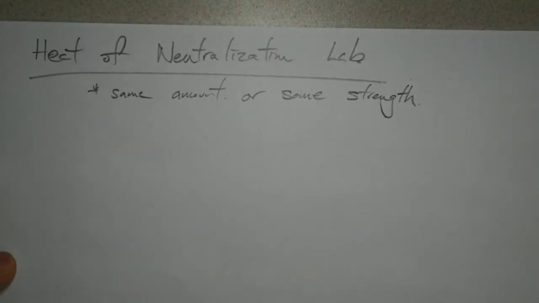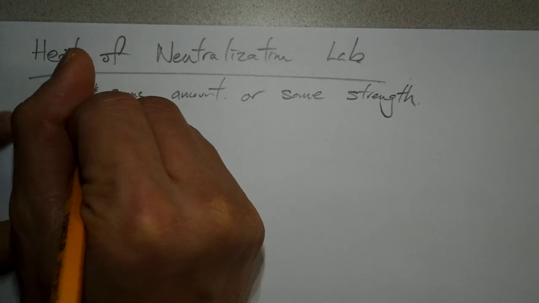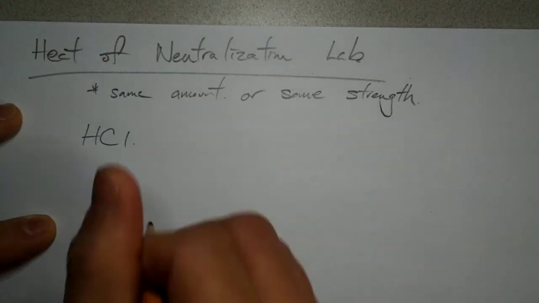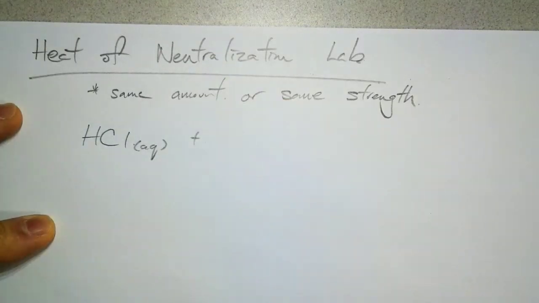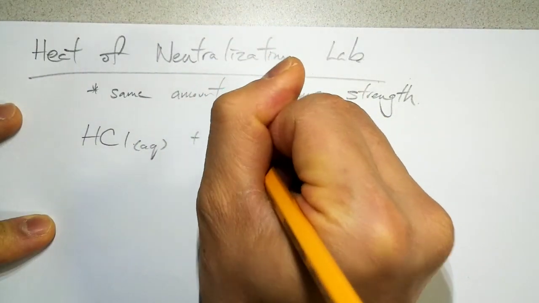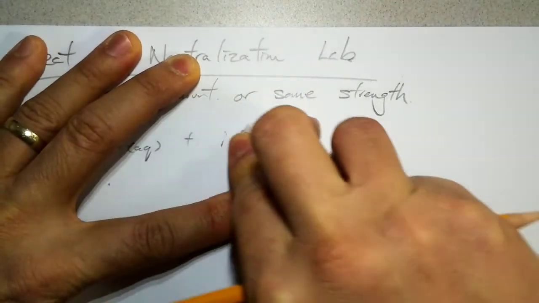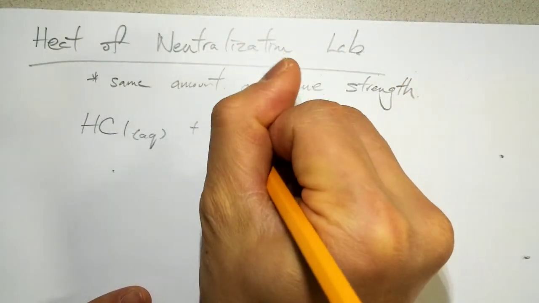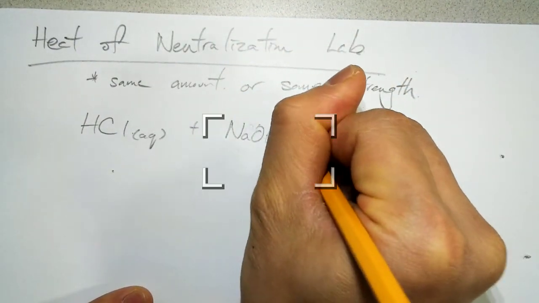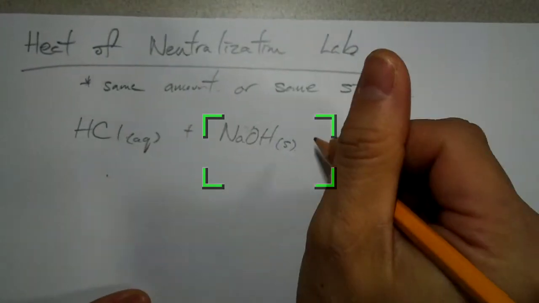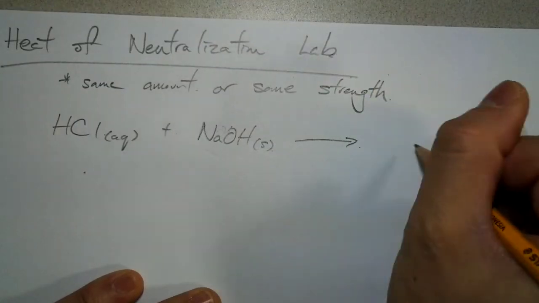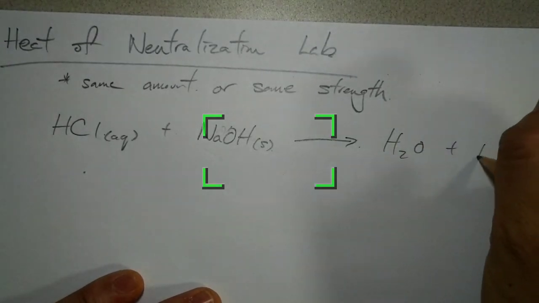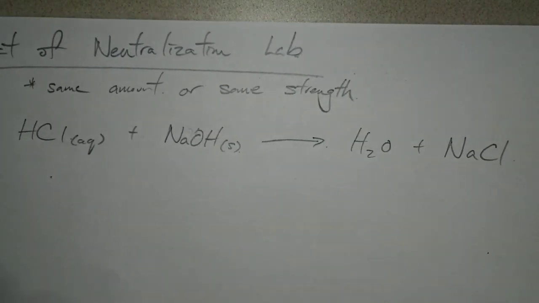Maybe I'll zoom in a little bit so you guys can see it easier. In this case, what we're having today is HCl, hydrochloric acid. You're going to mix it with NaOH, sodium hydroxide, and then you're going to get water and salt, which is NaCl. Okay?